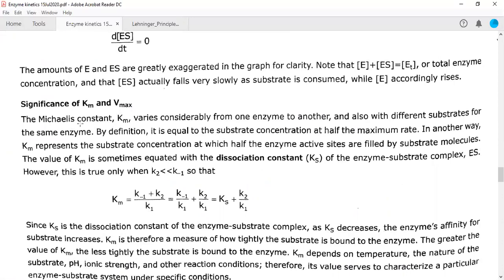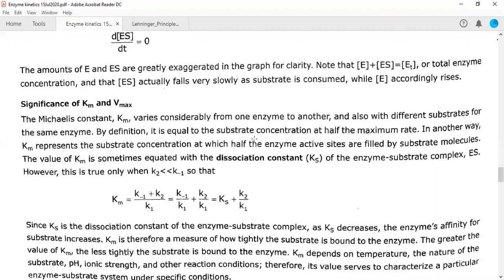Km is called the Michaelis constant, and it varies considerably from one enzyme to another, because there are two types of enzymes we know: one is called low Km enzymes, and the other is called high Km enzymes. So from enzyme to enzyme, this value is going to differ. It will also vary with different substrates for the same enzyme. By definition, it is equal to the substrate concentration.